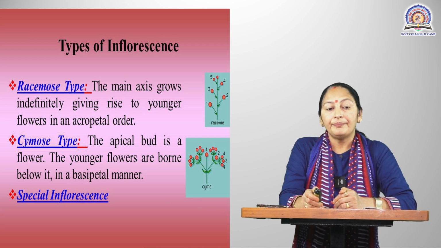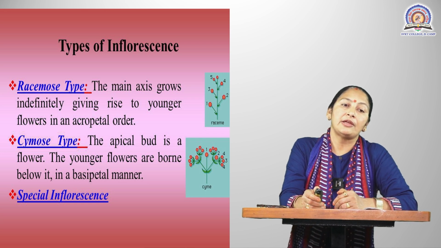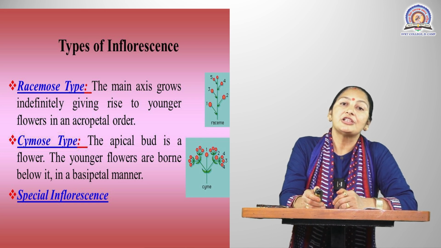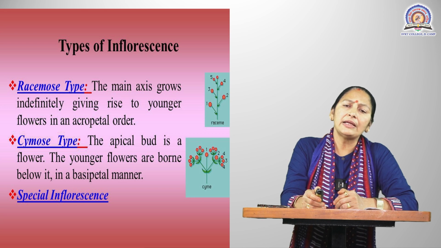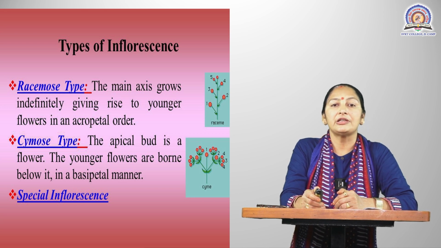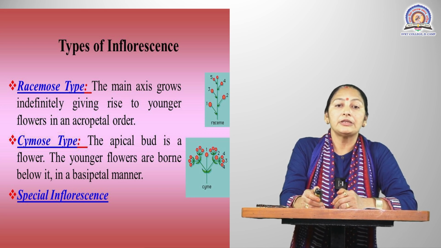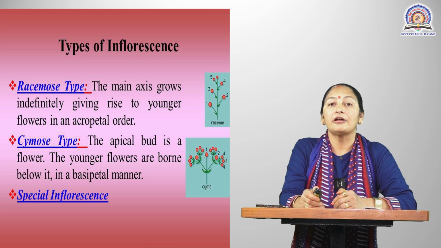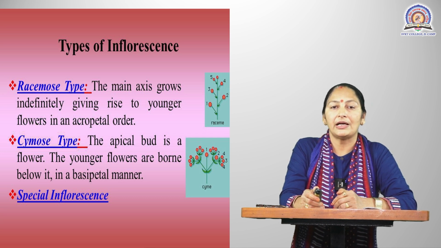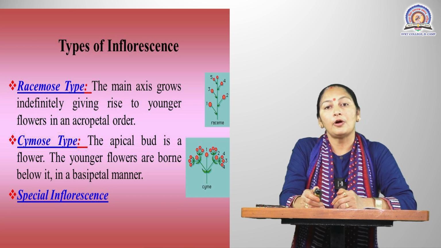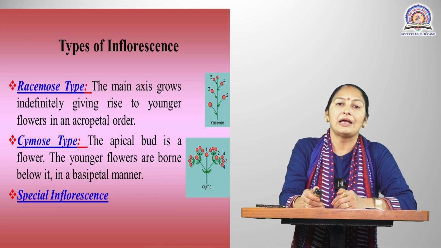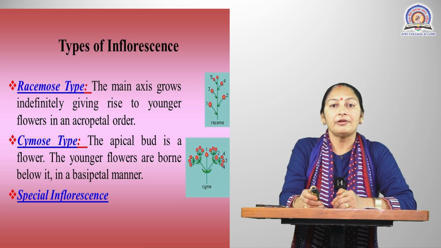Is it clear? Then the next and last type of inflorescence is known as the special type of inflorescence. Why is it special? Because the arrangement is different. It is not common. The flowers are arranged on a floral axis, no doubt, but here the arrangement is very different compared to the racemose and the cymose, and that's why it is known as the special type of inflorescence, also called the modifications of inflorescence. Okay, you have to see in today's lecture one by one.